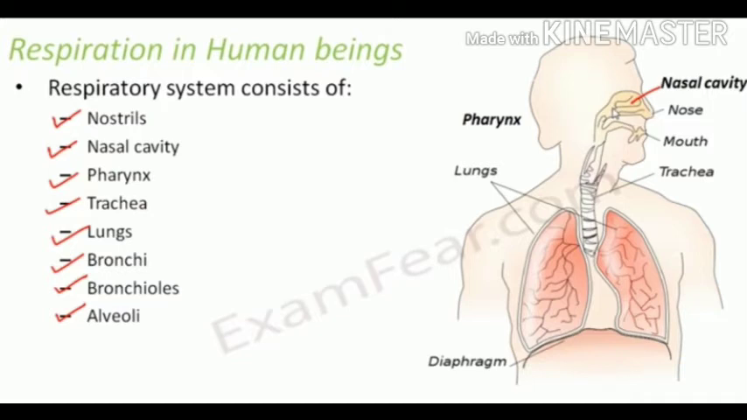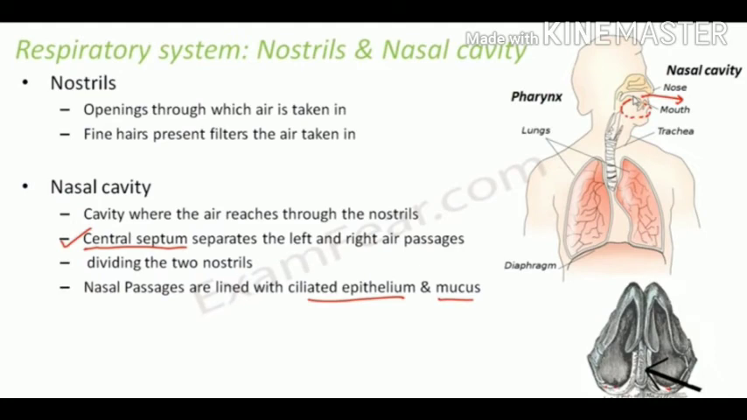Now we will discuss each part in detail. So let us start with nostrils and the nasal cavity. What is a nostril? Nostril is actually an opening. It is an opening through which air is taken in. And in the nostrils, fine hair-like structures are present. Their job is to filter the air that we take in.